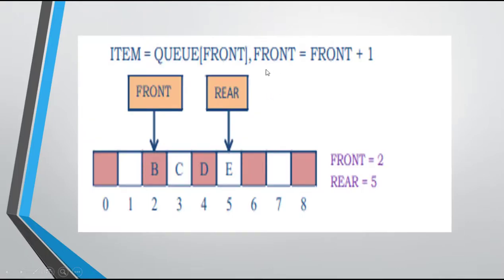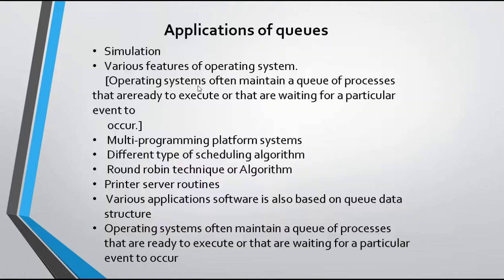You can see this example over here. First the element has been assigned to item. Suppose A is there in this place, that is assigned to the item, and then the front value will be incremented to 2. Previously it was 1, 1 plus 1, 2. So front becomes 2 and rear will remain 5. This is how the element will be removed from the queue.